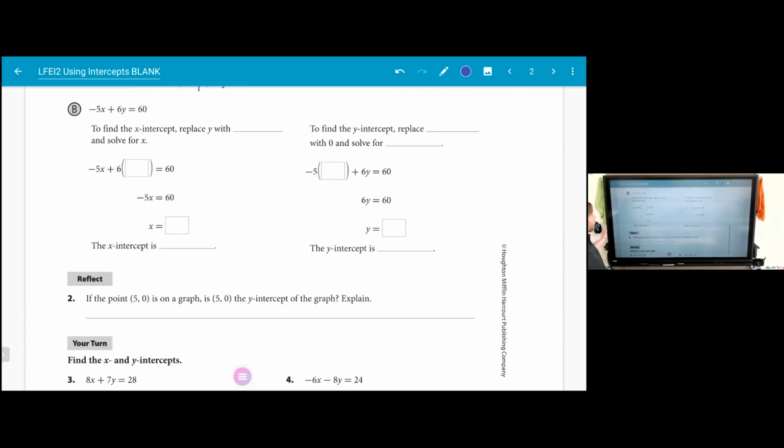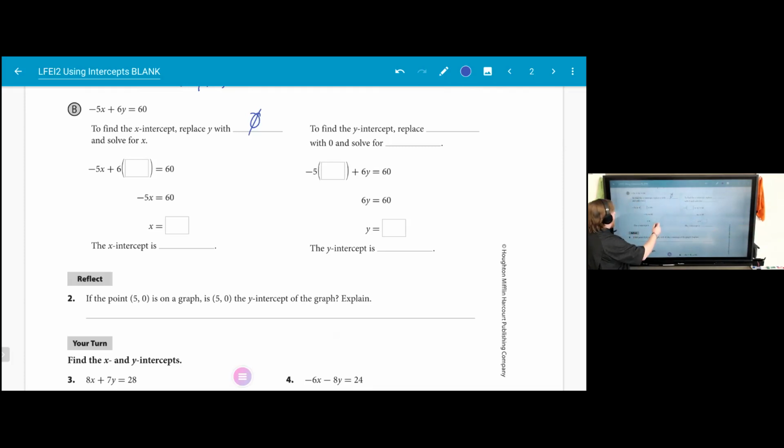Negative 5x plus 6y equals 60. To find the x-intercept, replace y with 0, because again, the x-intercept is where y equals 0. All along that x-axis, y is always 0.